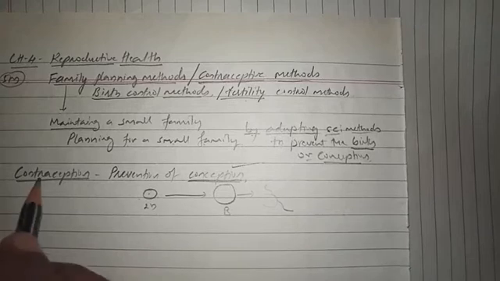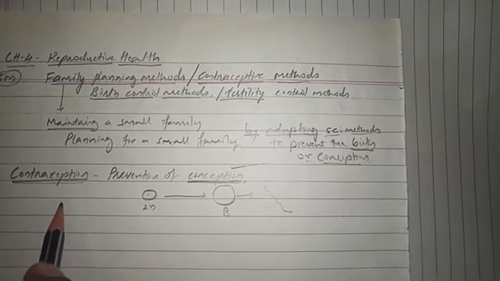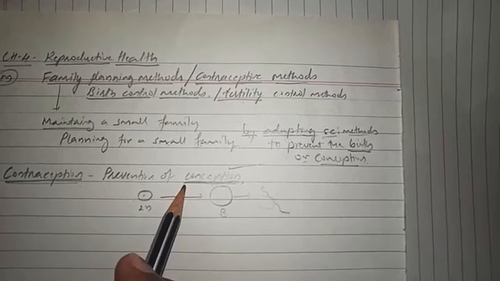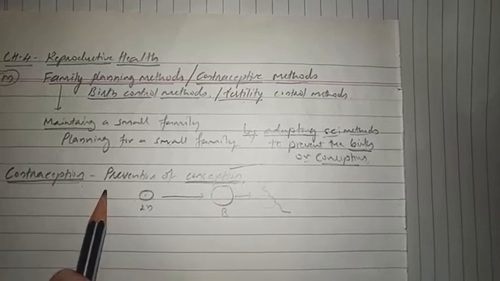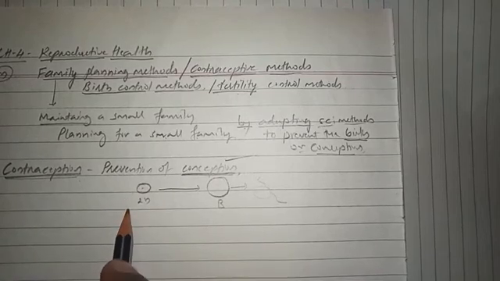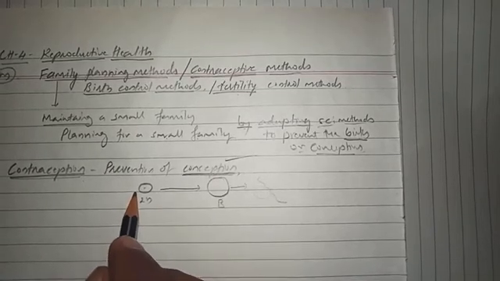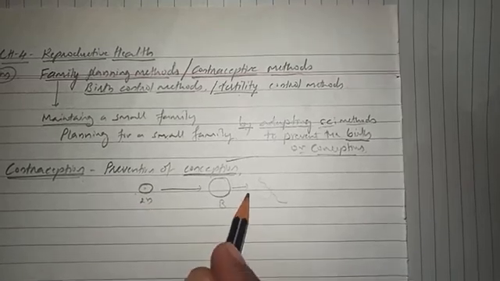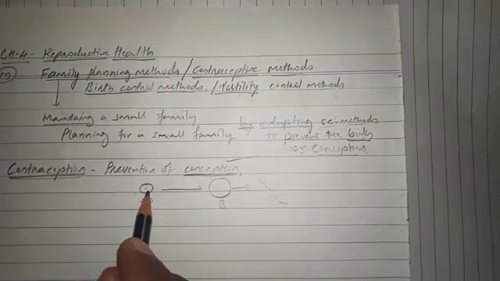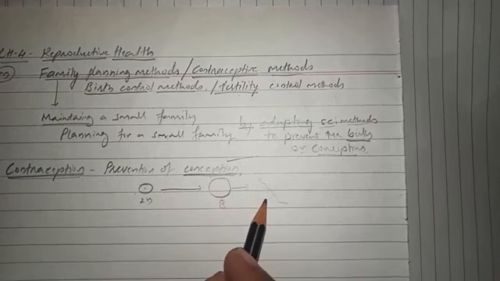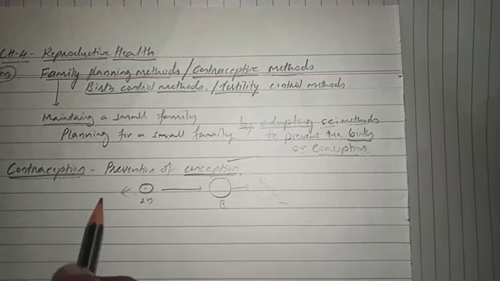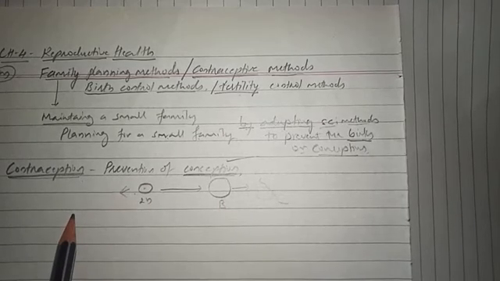So this is what contraception means, prevention of conception, to stop the birth. The methods are used either at the time of fertilization, so it should not be fertilized, or at the time of implantation, so it should not be implanted to the endometrium. In any stage the process may be stopped, even before fertilization. There are different methods, which we will discuss now.